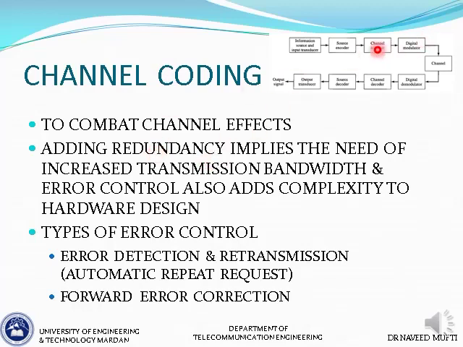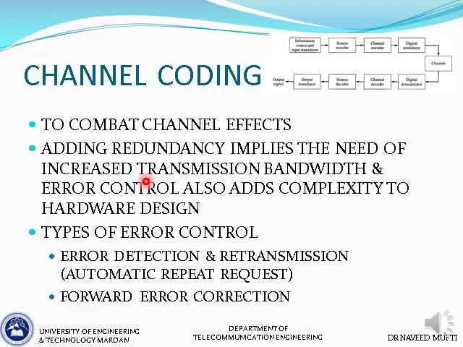So we add some extra bits in this part of the process. Here in the channel encoder, we add a few extra bits, and the purpose of those bits is to help us in error detection or error correction, or both. Adding these extra bits, which is called redundancy, implies the need for increased transmission bandwidth. Obviously now we have more bits to send, and if we want to send them in the same amount of time, then we need a greater bandwidth.